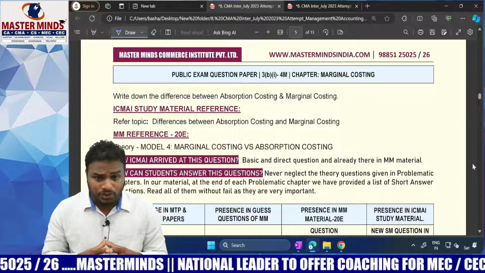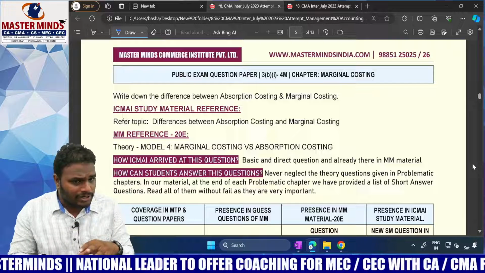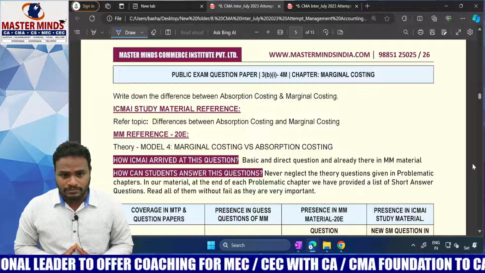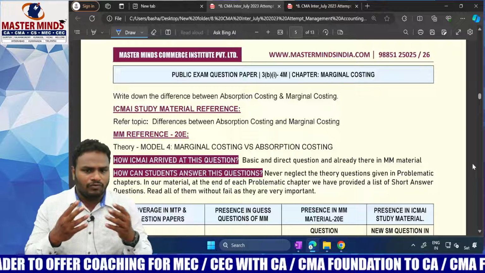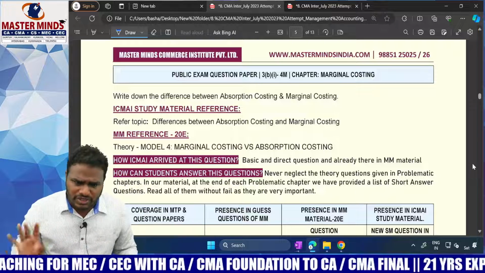Sir, in absorption costing, fixed cost is also a product cost. In marginal costing, fixed cost is not a product cost, it is a period cost. Yes or no? Sir, how many marks, sir? 4 marks. How many points can I write, sir? Any 4 points is sufficient.